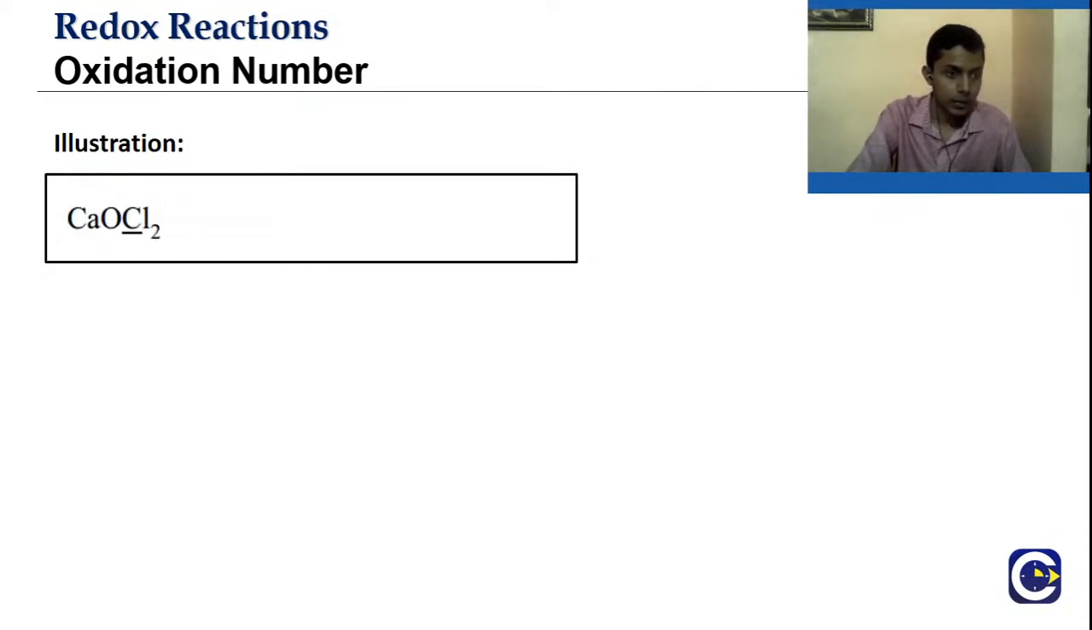Next, try out this: CaOCl2. Find out the oxidation number of chlorine in this. CaOCl2.